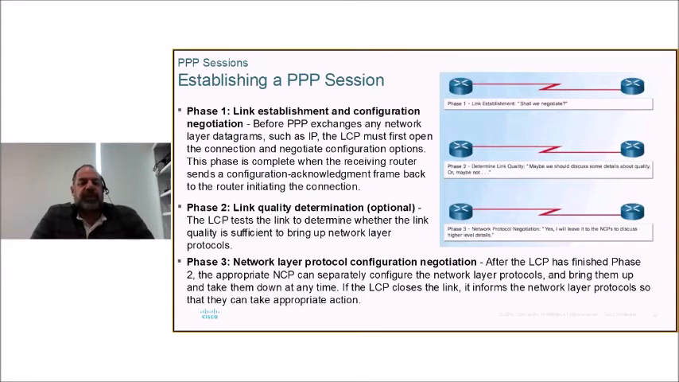It tests the link to determine whether the link quality is sufficient to bring up the network layer protocol. So is it working well enough to bother? And then phase 3 is the network layer protocol configuration negotiation. After LCP is finished, the appropriate NCP can separately configure the network layer protocols and bring them up and take them down at any time. The LCP closes the link. It informs the network layer protocol so they can take appropriate action.